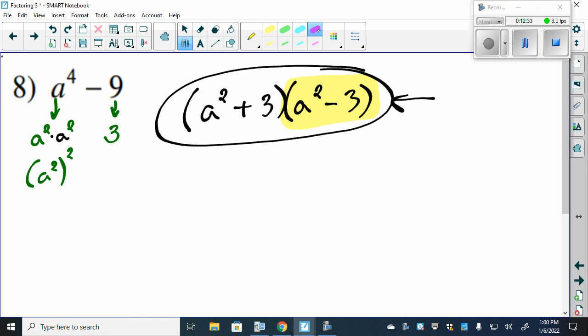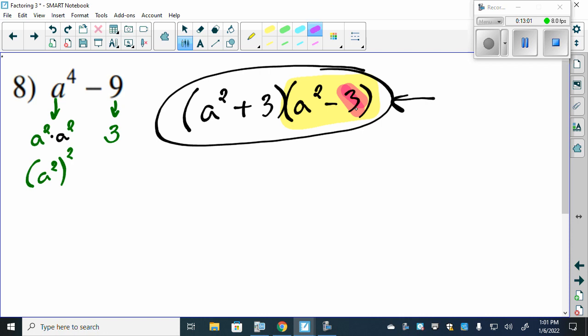Now in this case here, a squared is a perfect square, minus 3. Is 3 a perfect square? Well, no, there's not a whole number that's being multiplied by itself that'll give us 3. So we can't do anything from there. But if one of those was a perfect square, then we could actually take it a step further. And we'll see one of those in a minute.